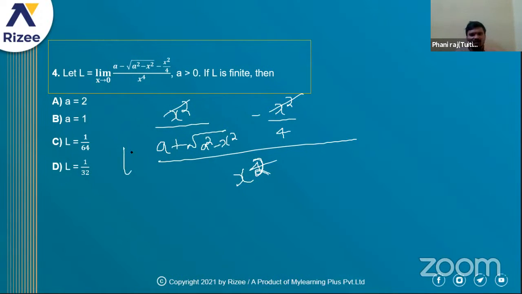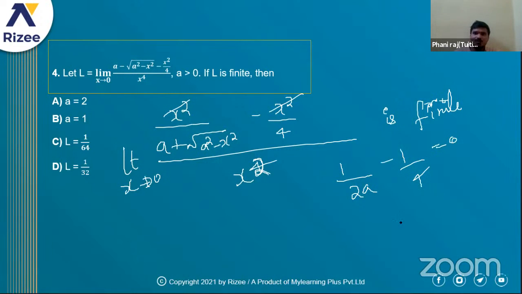Now you see limit x tends to 0. This is finite. That means when you put x equal to 0 in this and this, you get a finite number. Okay. Now if this is non-zero, some constant, and you put x equal to 0 here, you get 1 by this thing, which is infinity. So that means the numerator should be 0 when you put x equal to 0. So what does that mean? 1 by a plus under root a square minus 0 is a. 1 by 2a minus 1 by 4 equal to 0. So a will be equal to 2.